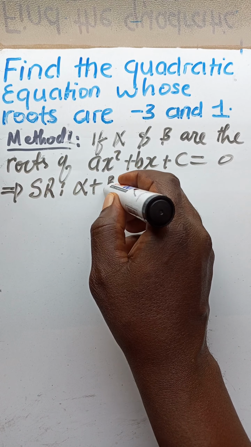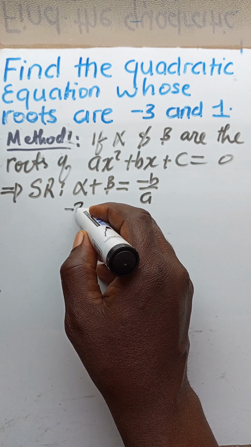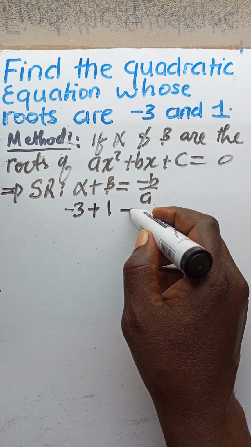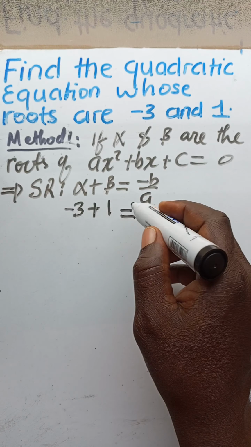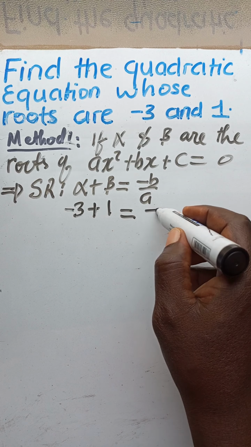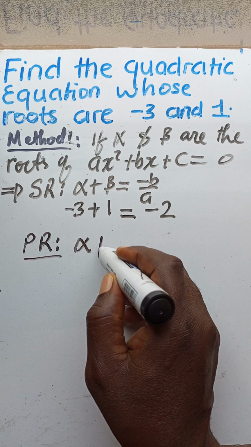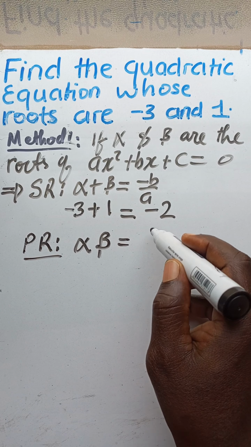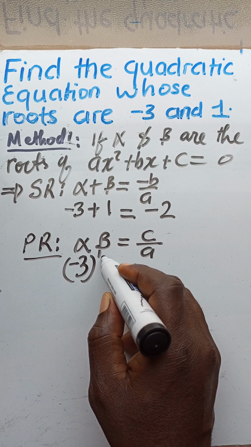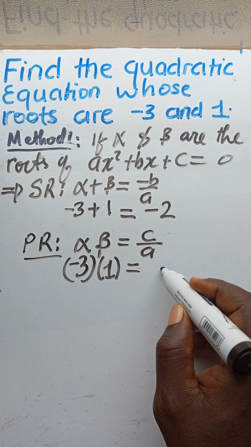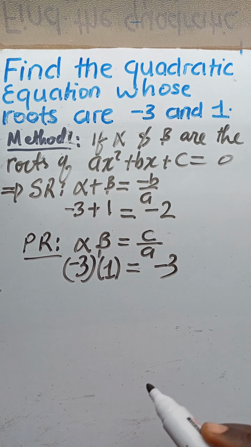Now, let us work with the roots that I'm giving in the question, -3 and 1. If we sum the two, then we're going to obtain -3 plus 1 is -2. All right, so sum of root is -2. We also know that product of root, alpha beta, is c all over a. Let us use the roots given in the question. -3 multiplied to 1 will be our product of roots, which is -3.